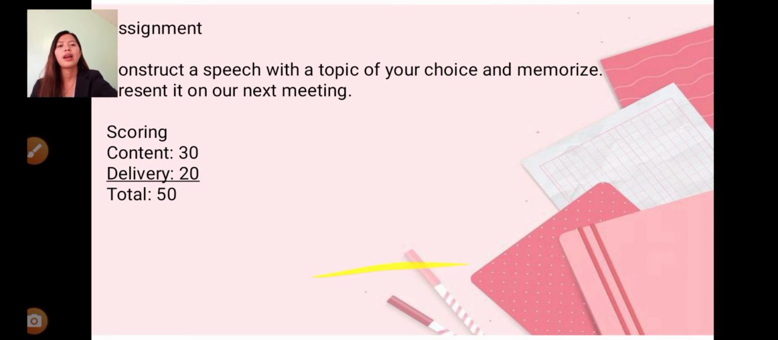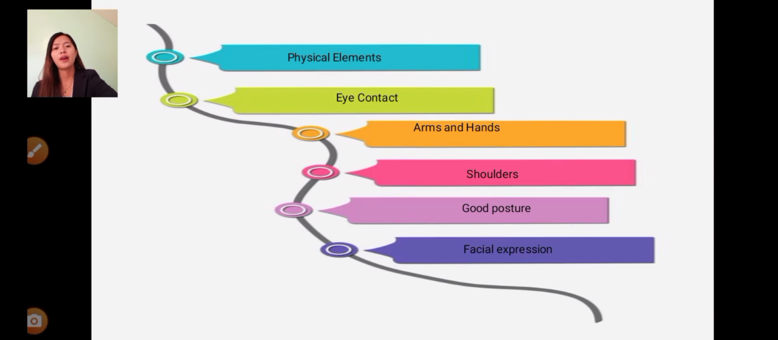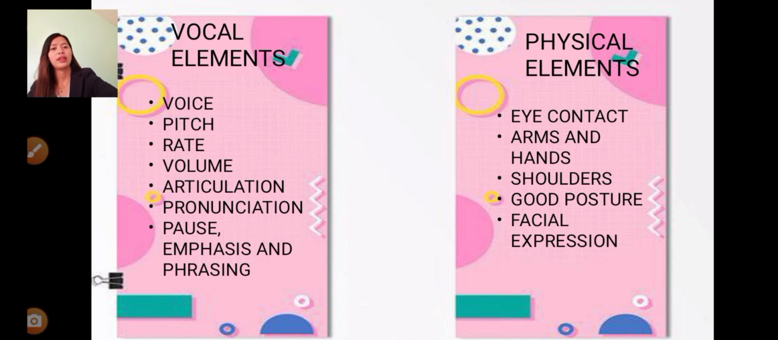So, have you learned something about the principles of delivering a speech? Yes, the vocal elements and the physical elements. Under the vocal elements are voice, pitch, rate, volume, articulation, pronunciation, pause, emphasis, and phrasing. And on the physical elements, eye contact, arms and hands, shoulders, good posture, and facial expression.